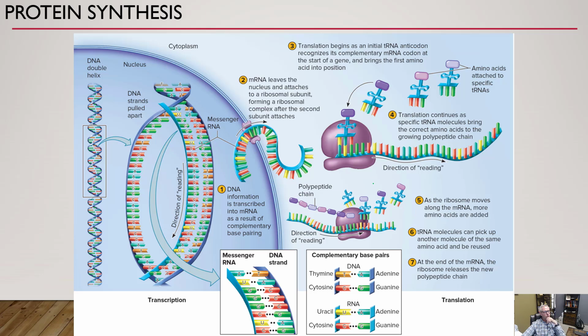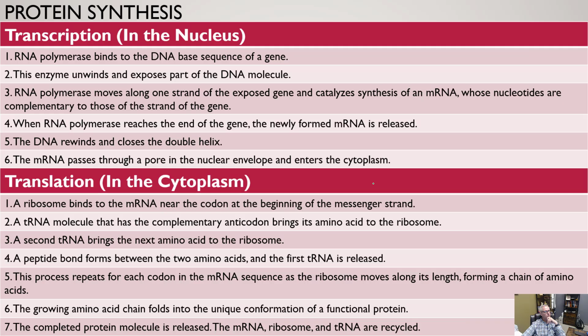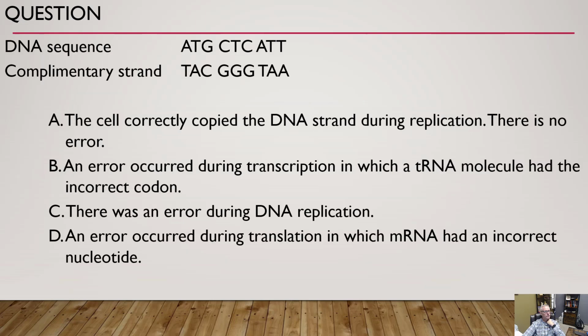All right, this is just a picture version of what's going on. All right, what is the function of RNA polymerase? I gave you the definition several slides ago. It's going to be C. It assists in the transcription process of a DNA molecule to messenger RNA. All right. What happens here?